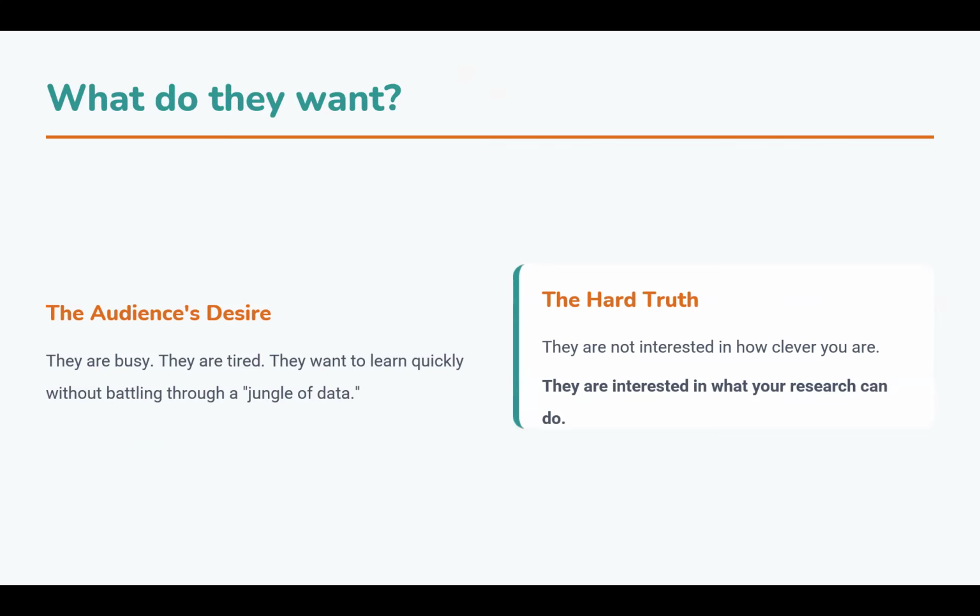The audience desire is, they are typically busy, tired, and they want to learn quickly. They are like detectives. They are waiting for you to articulate just the relevant information alone, not the beating around the bushes, right?